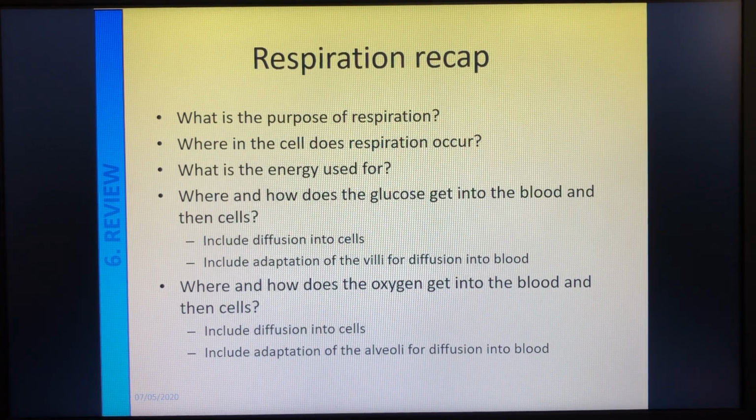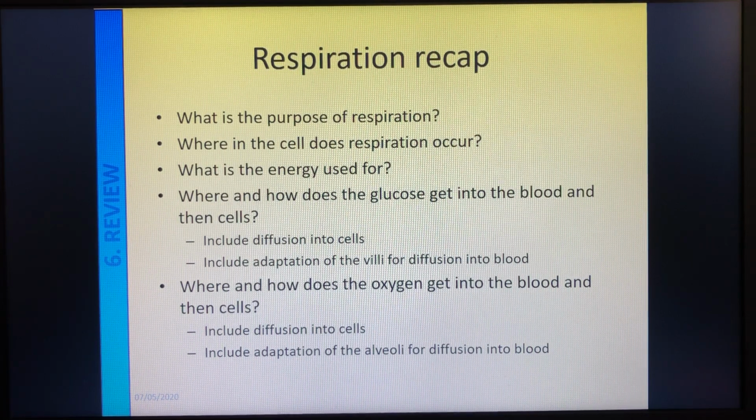So the purpose of respiration, that was to release energy from the glucose we've eaten. Where in the cell does respiration occur? It's the mitochondria. What is the energy used for? We've literally just had that on the slide. That was movement, building molecules in chemical reactions, and it was maintaining body temperature.